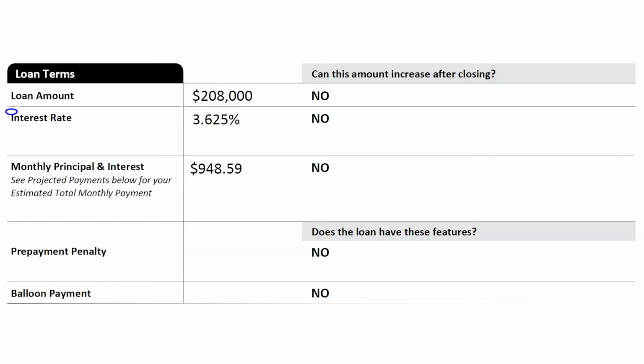Here are some specific things to pay attention to on the LE form itself. In the loan terms section, the interest rate may or may not be locked yet. We'll notify you when we lock your rate or when you tell us to lock your rate. The monthly principal and interest payment does not include your escrows for real estate taxes and homeowners insurance or mortgage insurance if applicable.